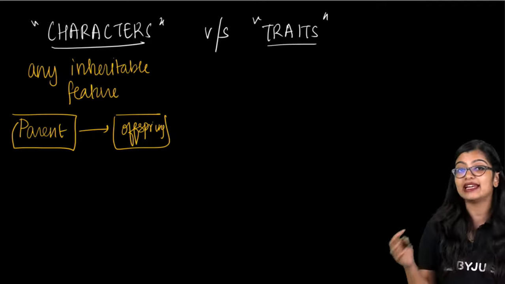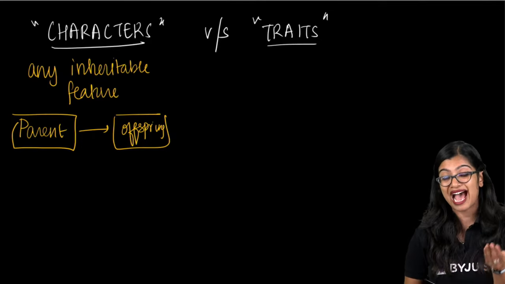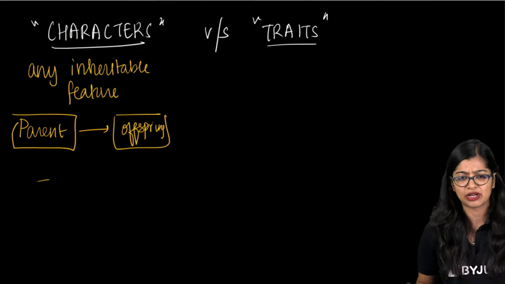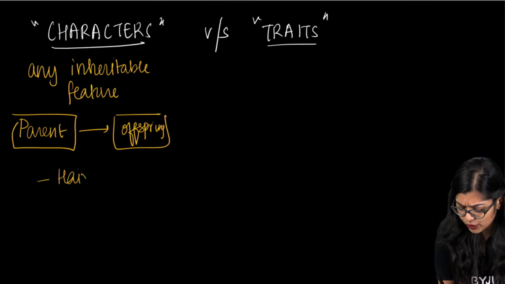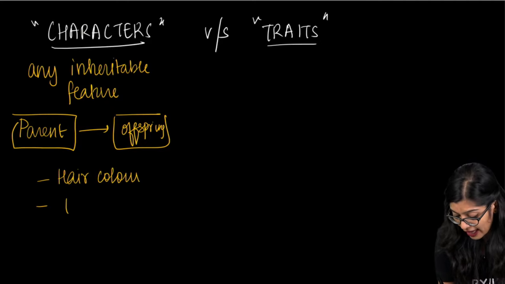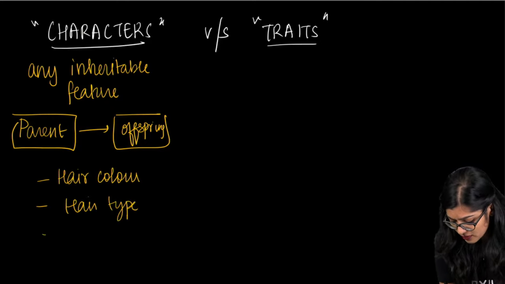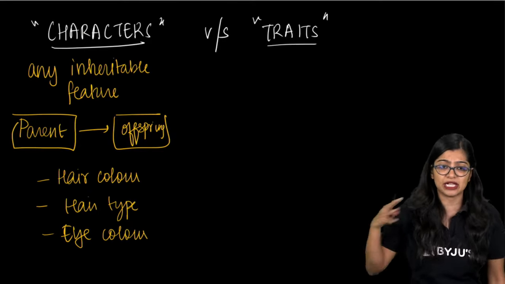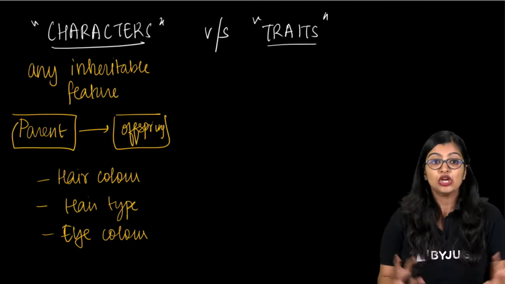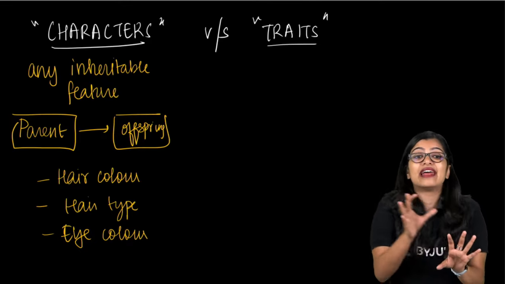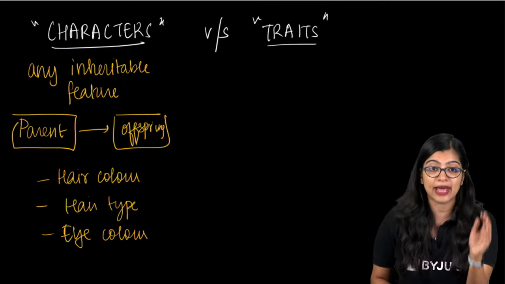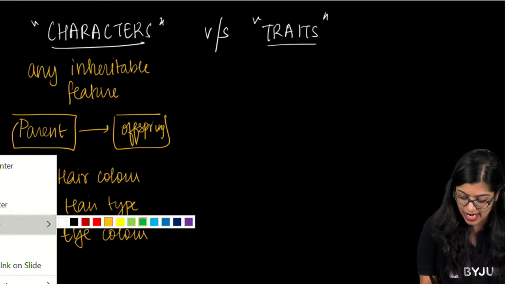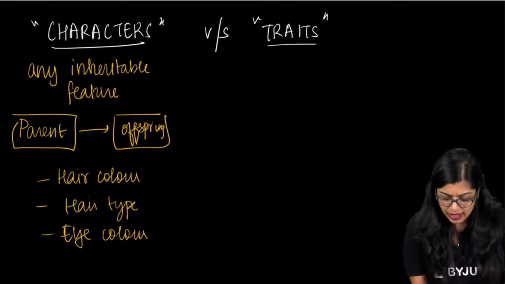So now we know that any inheritable feature is, of course, what we call a character. You can give me an example. When you talk about characters, if you see hair color, hair type, eye color, maybe skin color, they are all examples of characters. So what are characters? They are nothing but any inheritable feature which can go from parent to offspring. I hope we are clear with characters. But now when I talk about traits, let's go from here.